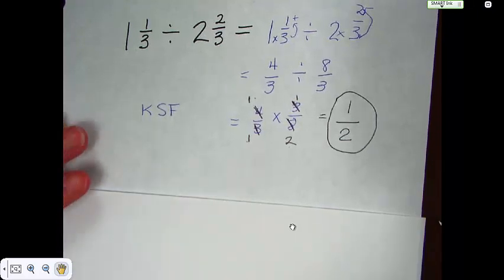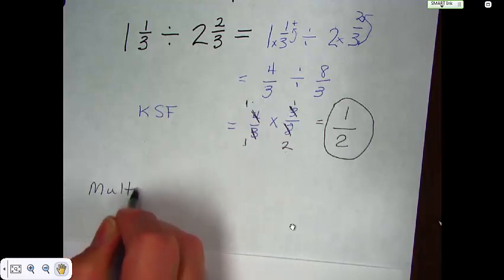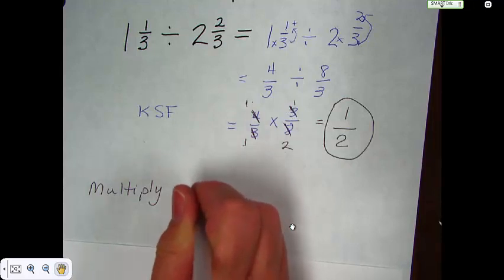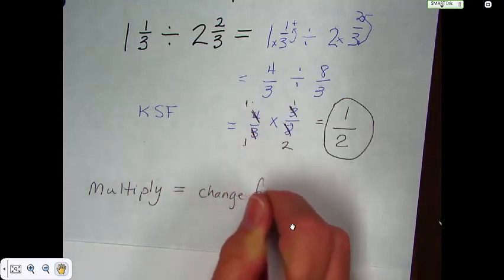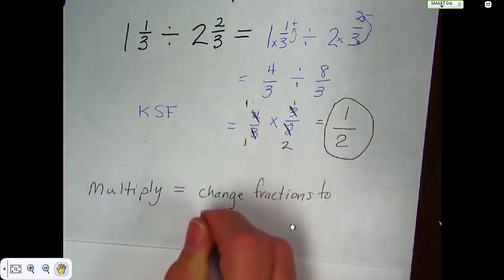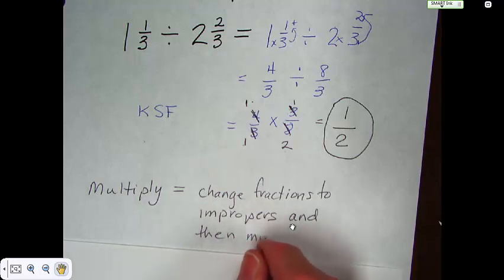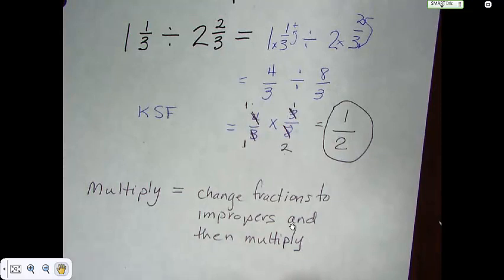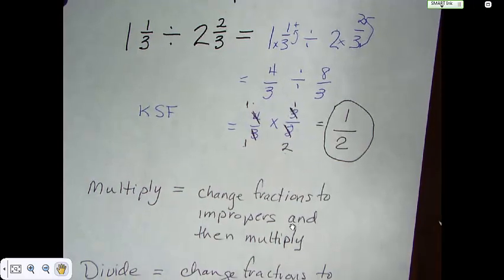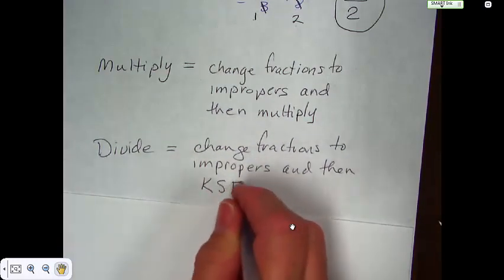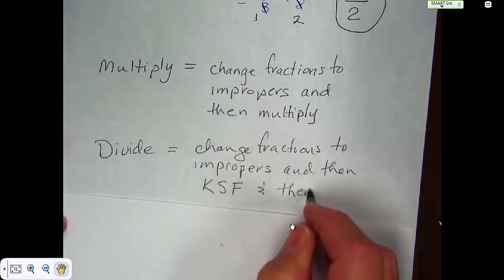The answer, without any other reduction, is 1/2. So remember, when you multiply, you are going to change the mixed numbers to improper fractions and then multiply straight across, unless you want to cross reduce. Cross reduce if necessary. However, when you divide, you're still going to change the mixed numbers to improper fractions. And then, rather than multiply, you've got to keep, switch, flip first, and then multiply.